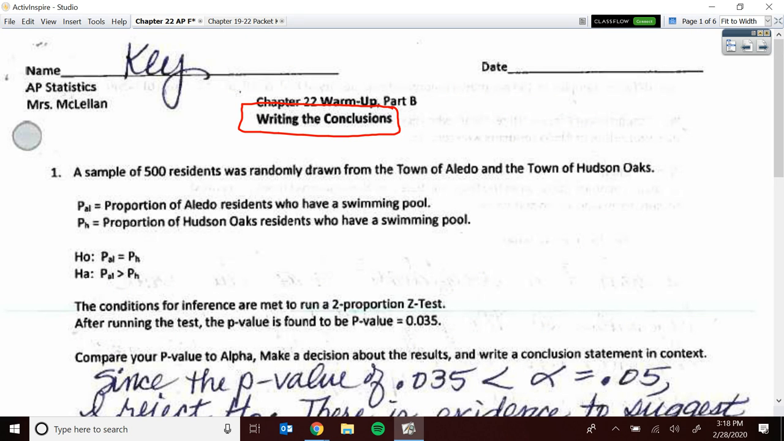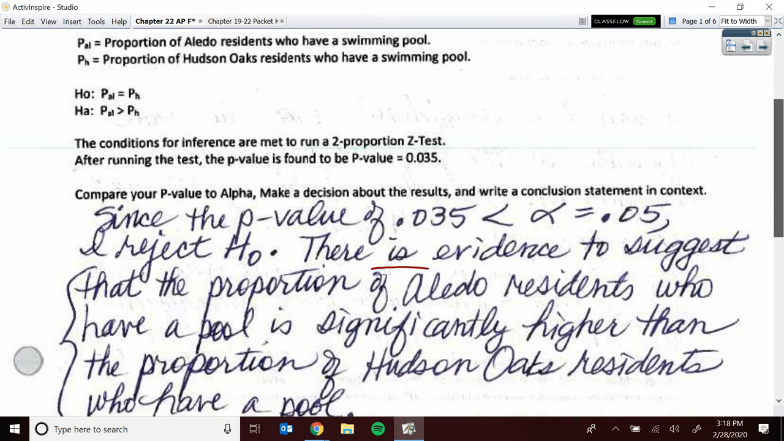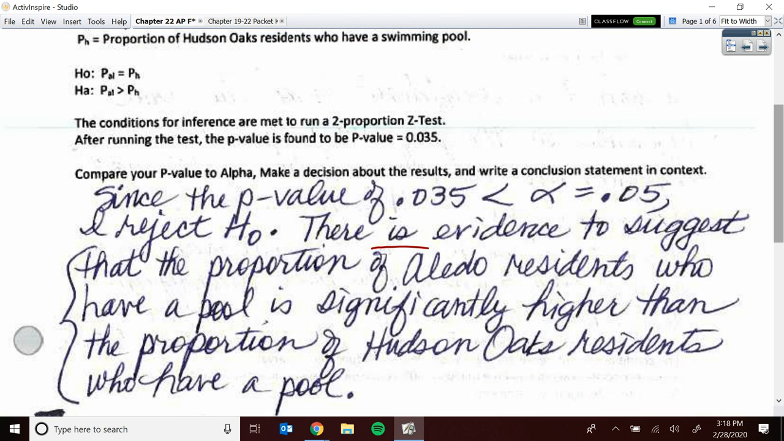we talked about, we had the proportion of Aledo residences and Hudson Oaks residences who have a swimming pool, and wondering if the proportion of Aledo residences is greater than the proportion of Hudson Oaks residences who have a pool. We had a p-value that was lower than alpha. So therefore, since the p-value is low, we reject H0. And so we are rejecting H0.